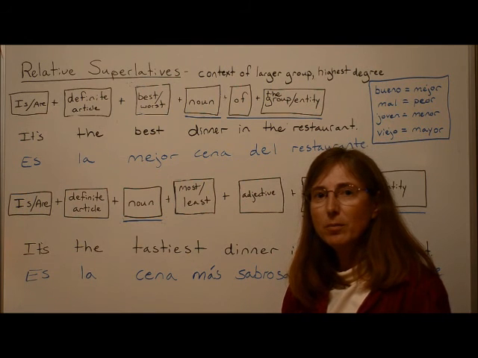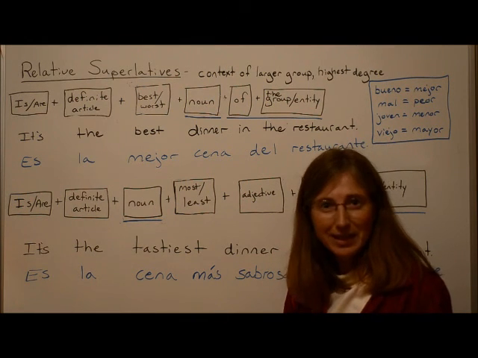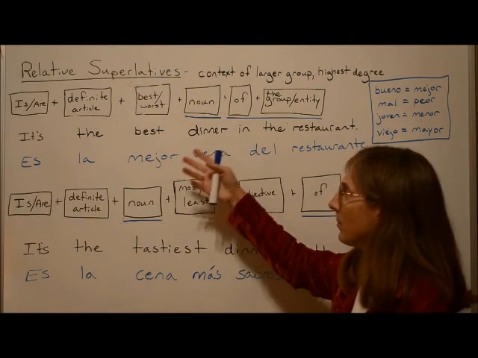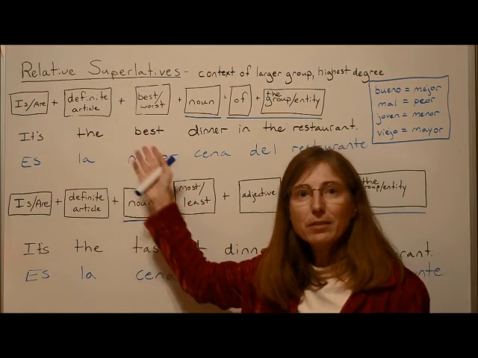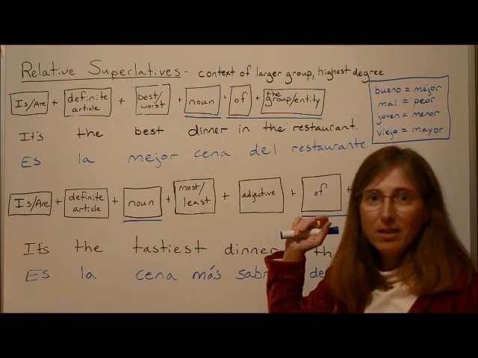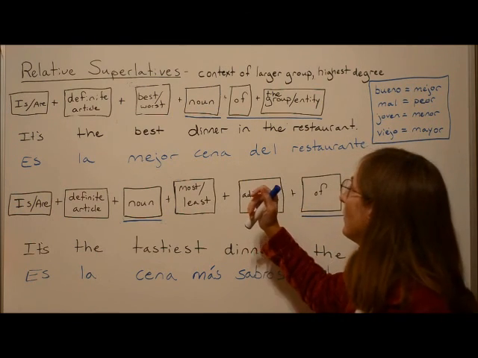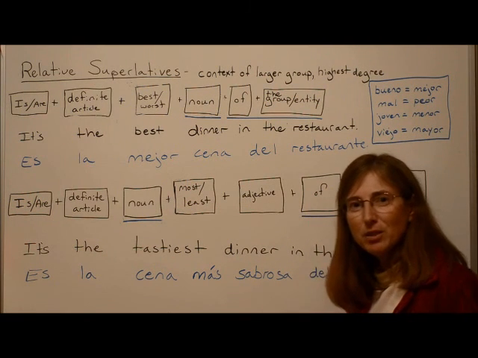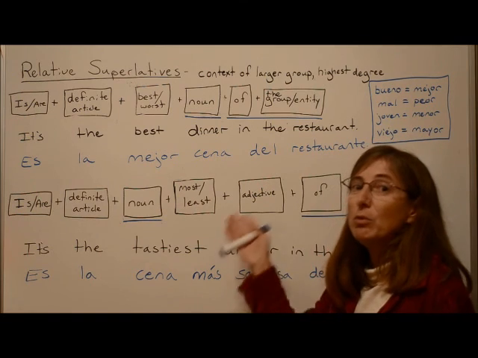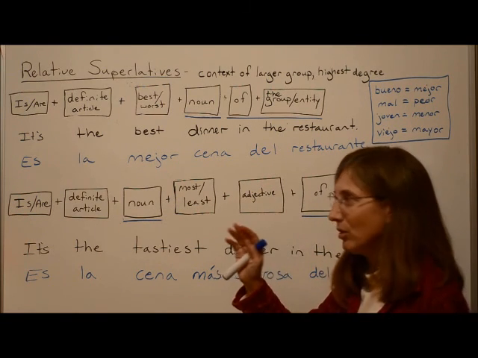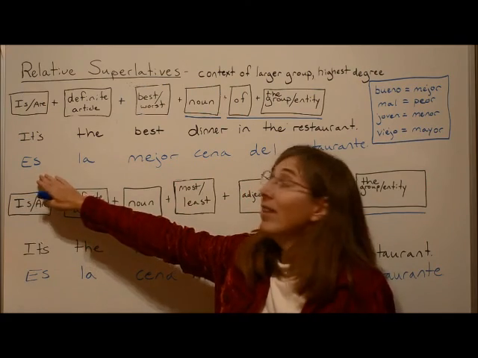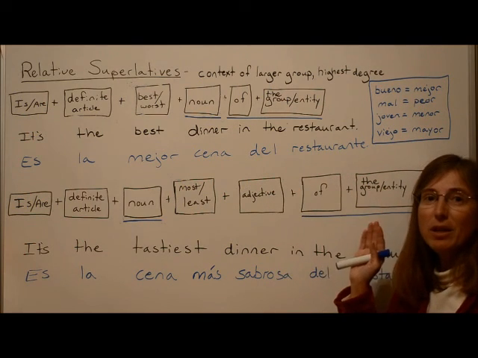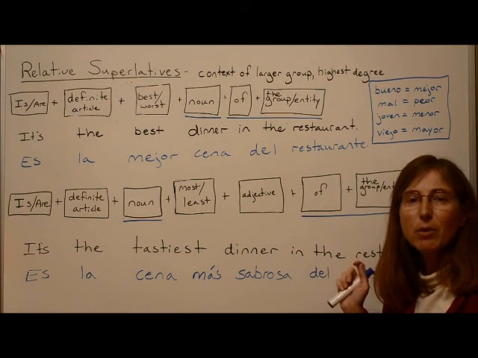In Spanish, we don't add "est" on the end, but we do use a slightly different construction for the two different concepts. In English, if we wanted to say it's the best dinner in the restaurant, then we would be comparing dinner to all the other dinners in the restaurant. And in Spanish, we would use almost exactly the same sentence structure. We would say, es la mejor cena del restaurante.